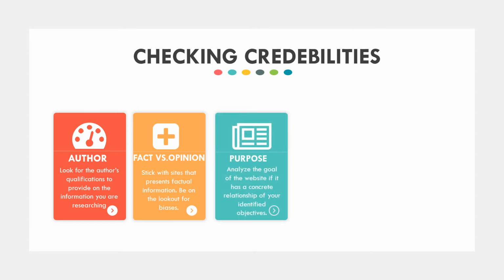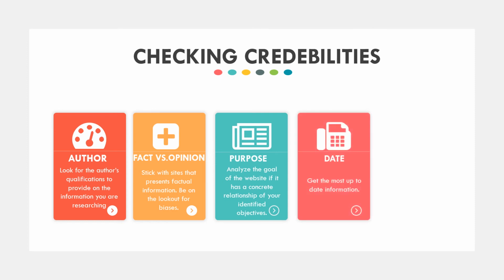Number 3. Look for the purpose. What is the purpose of the site? Is it to sell, inform, or discuss? Analyze the goals of the website to determine if you are reading an informational site or what amounts to an advertisement. Fourth, cite the date.